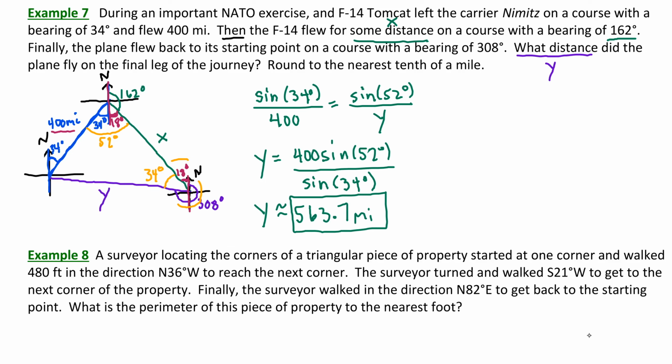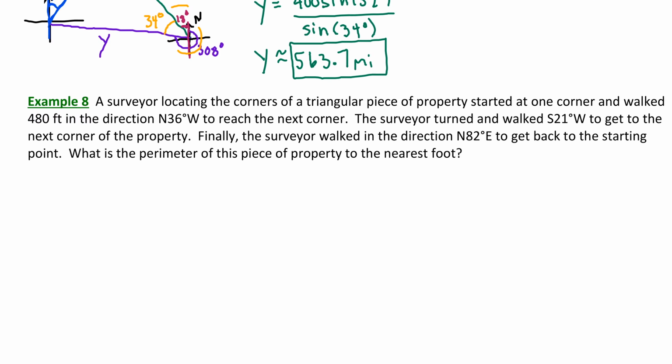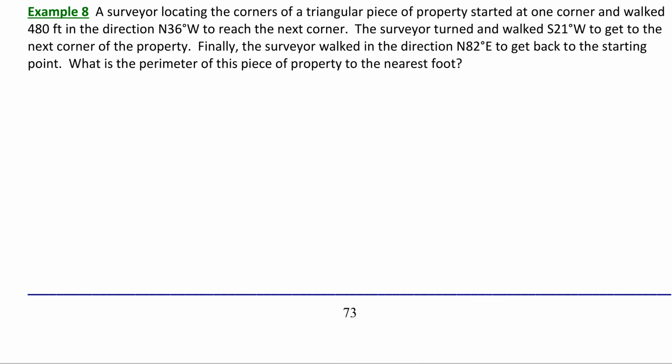at each turn for the F-14 Tomcat, and the measure of one side of that triangle. Remember, for air navigation, bearing is always measured from a ray pointing due north, measured in the clockwise direction to the terminal side of the angle. For marine navigation and surveying, it's a little bit different. Let's try example 8 as a surveying problem.